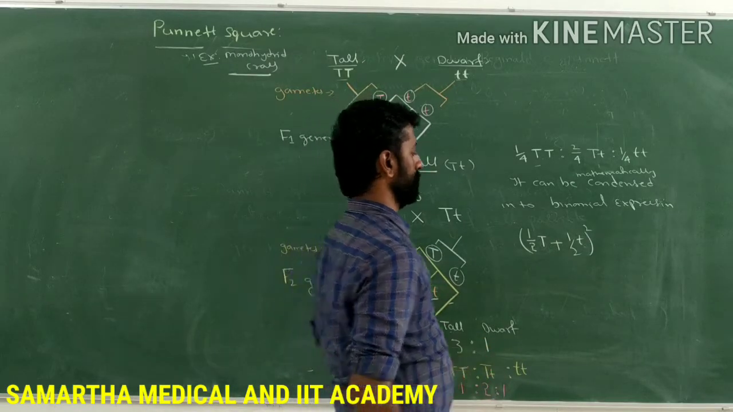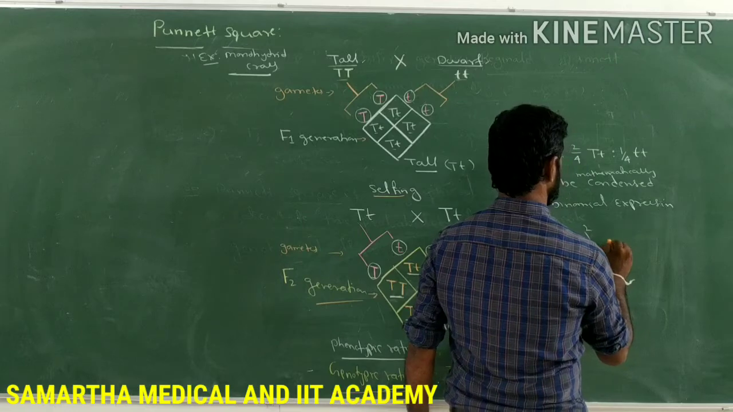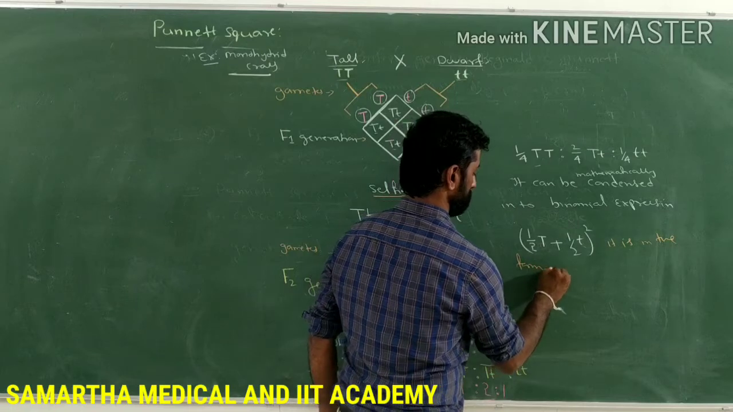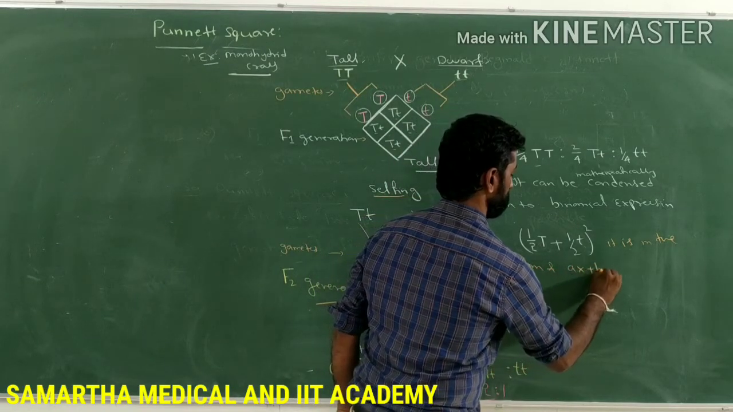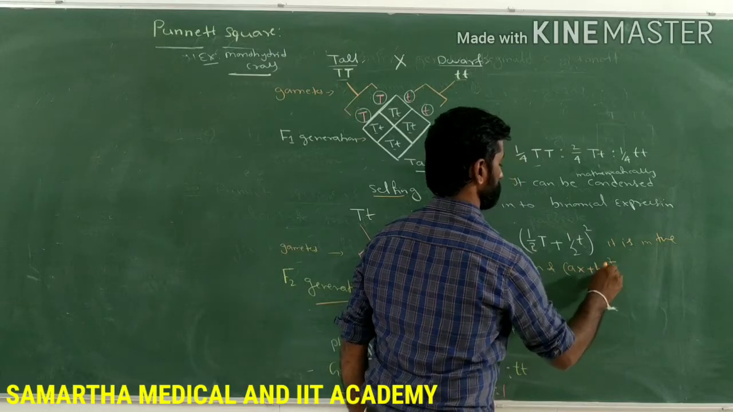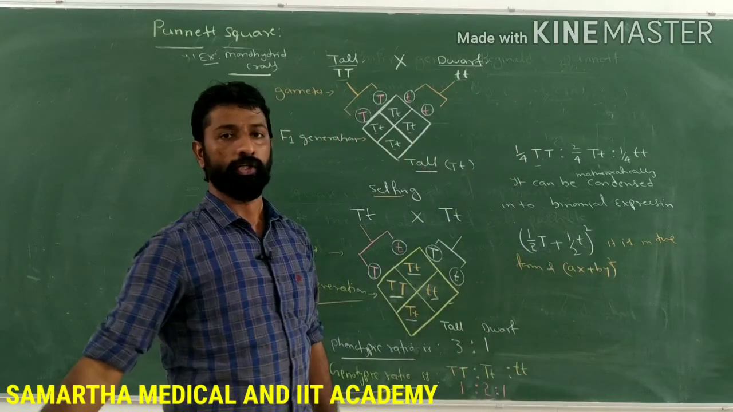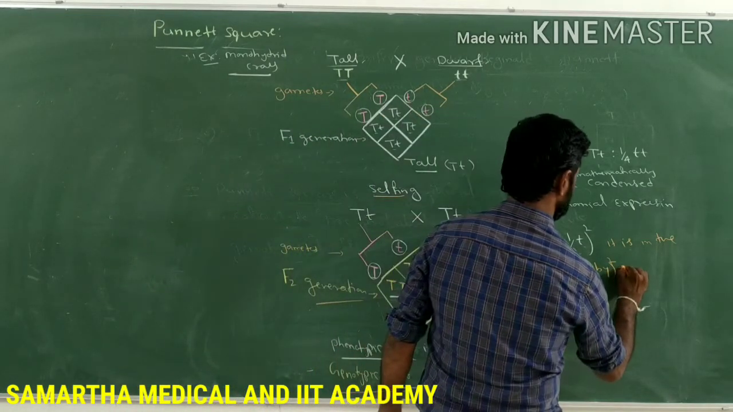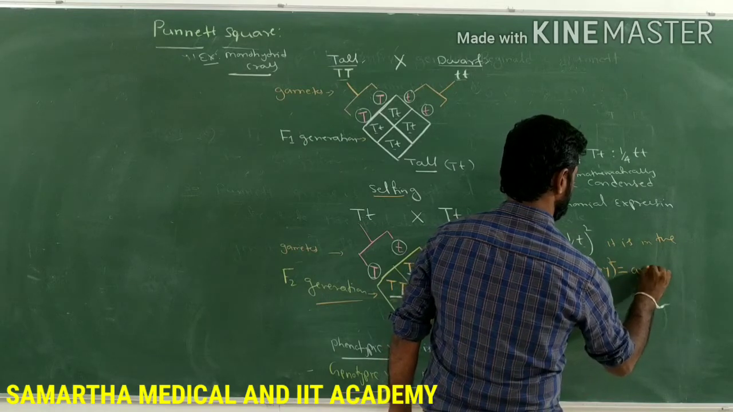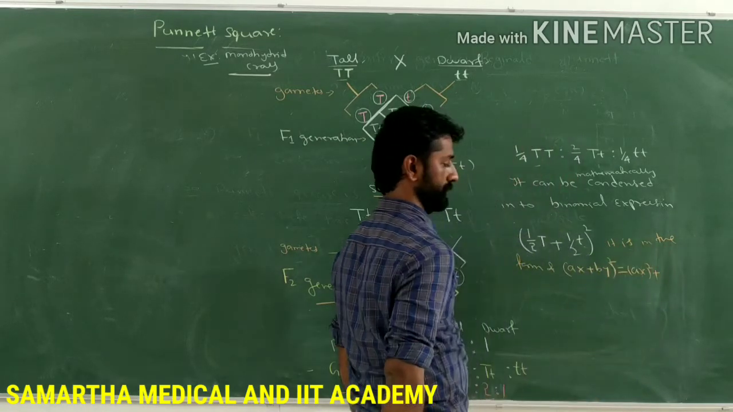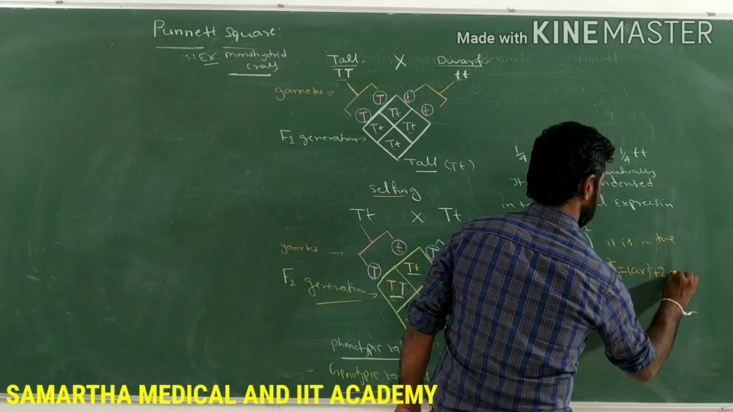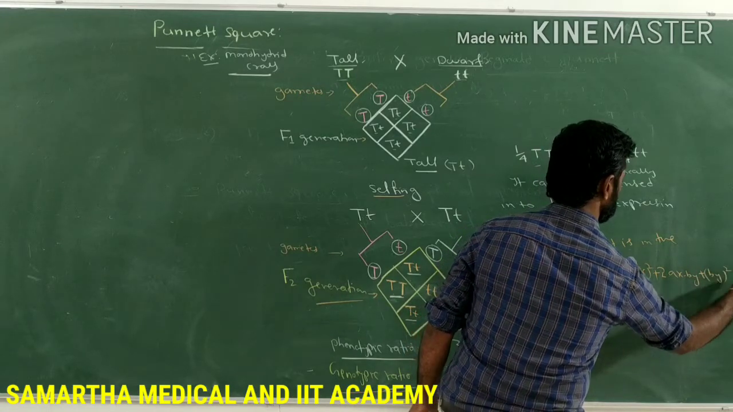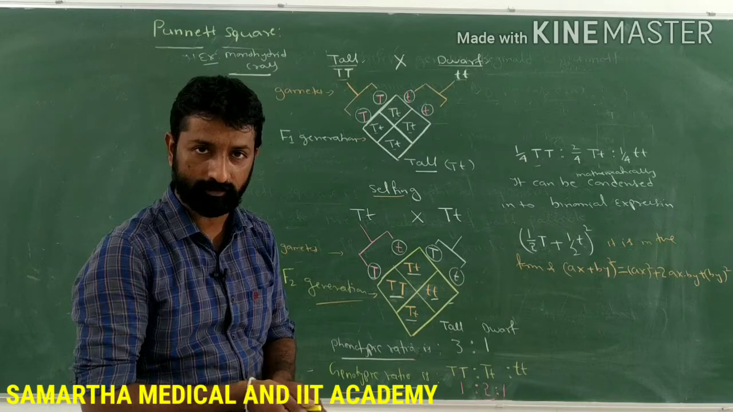So it is in the form of ax plus by whole square, or a plus b whole square. You know the expansion of ax plus by whole square or a plus b whole square. That is equal to, for example, ax square plus 2ax into by plus by square. This is the expanded form we get.